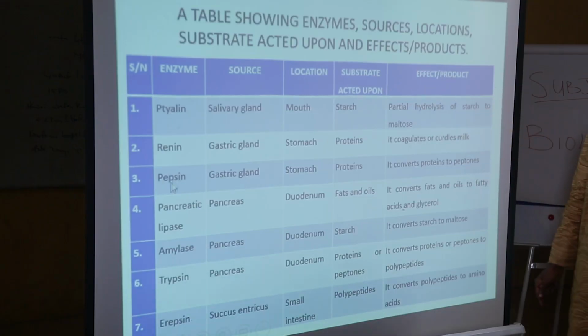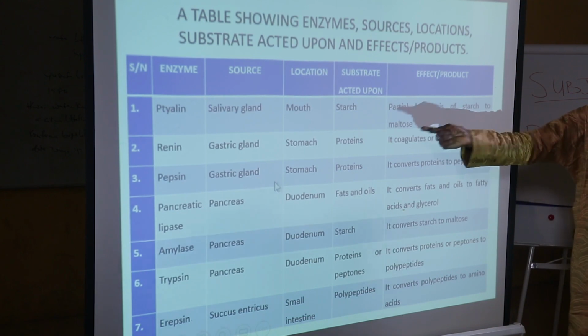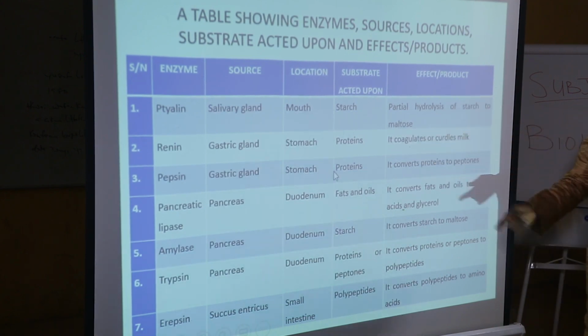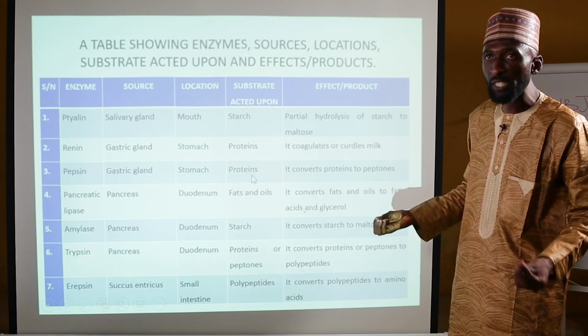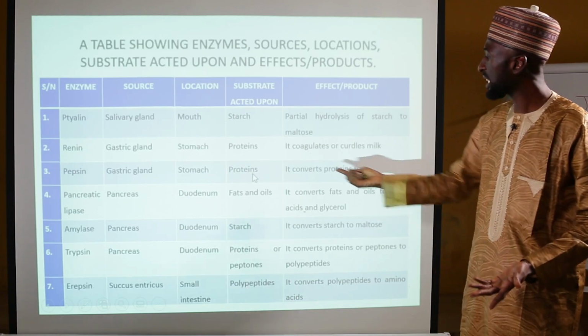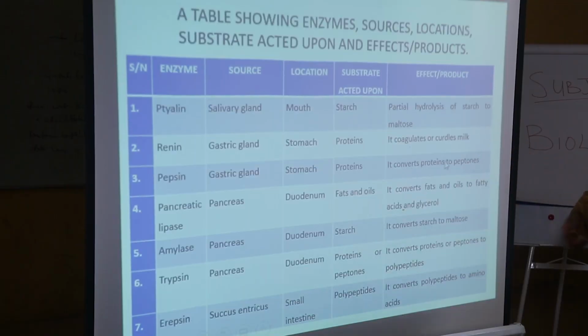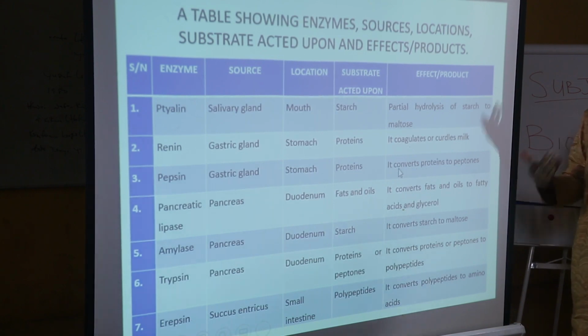We have another enzyme called pepsin, found in the gastric gland, and this gastric gland is also located within the stomach. And it acts upon proteins also. And what happens after the activity? It converts proteins to peptones. That is another form by which proteins could be converted. That is a much simpler form of proteins.